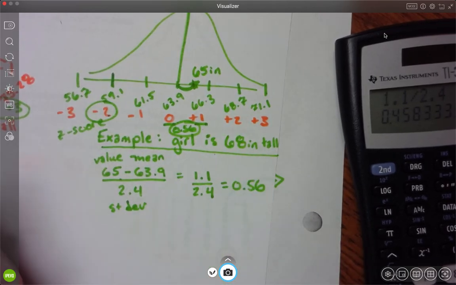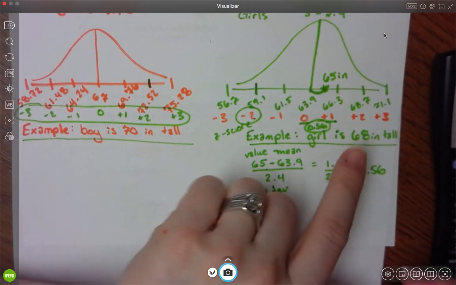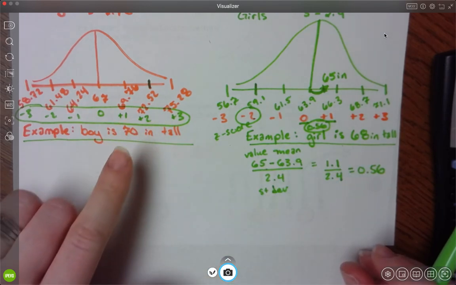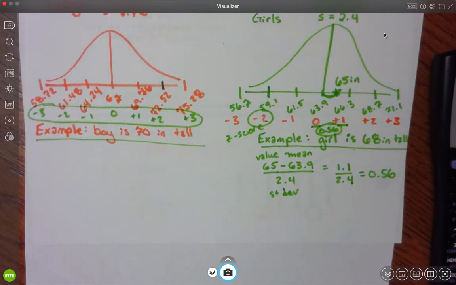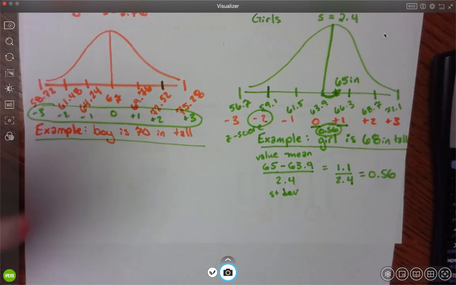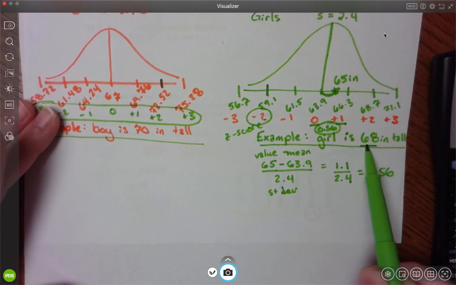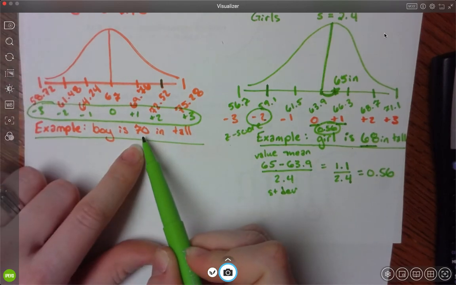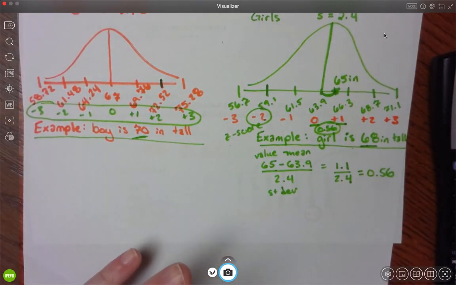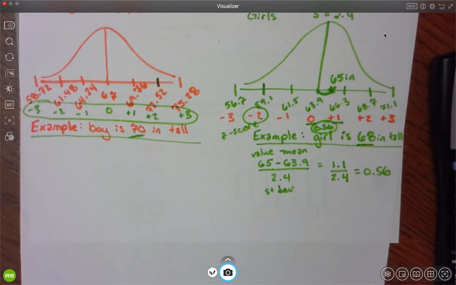For example, here are my two examples. Let's say I have a girl that's 68 inches tall, and I have a boy that's 70 inches tall. I want to be able to compare those two, but it's not fair to compare a girl to a boy because boys are on average taller than girls. So basically, is 68 a really tall girl, or is 70 inches a tall boy? Which one is taller with respect to their specific gender?